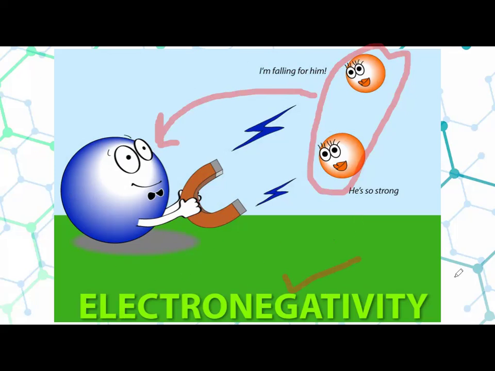Again, what is electronegativity? The ability of an atom to attract the shared pair of electrons towards itself is known as electronegativity.